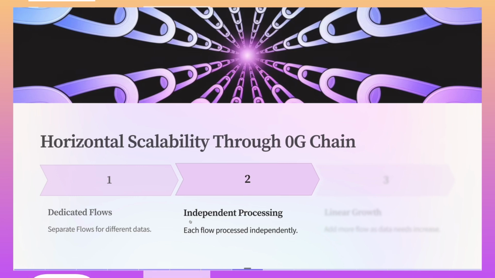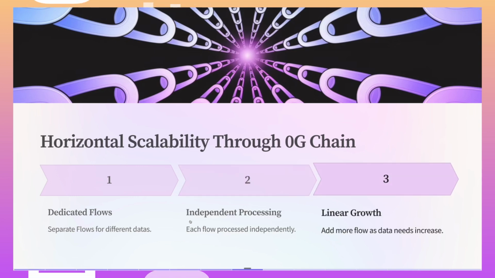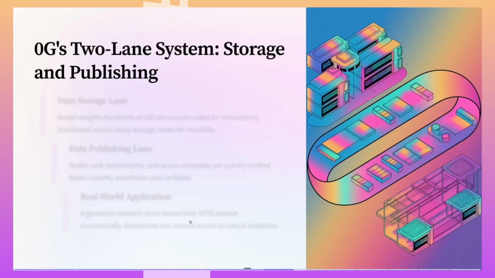And our system processes each flow independently. So whatever congestion comes to a single flow will not affect any other flows in the system. And with the data increase, we will also increase the flows. So there is no congestion that could happen here.